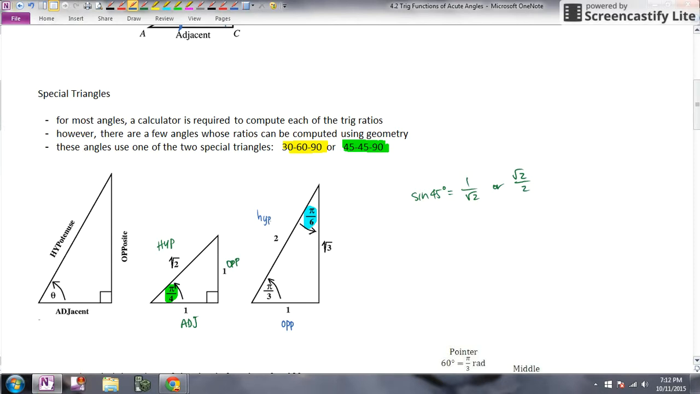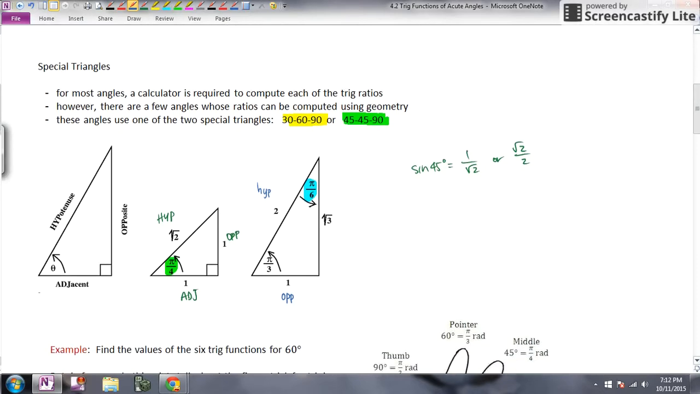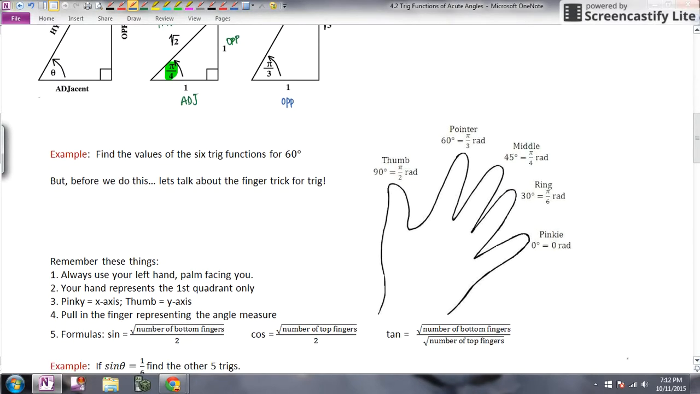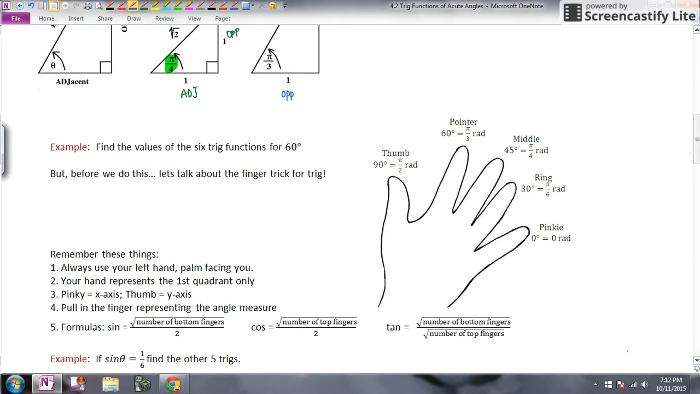So now that we got all that in there, you can always draw those triangles and label their sides, or I have this fancy dancy finger trick that I really like, but you got to be super careful when you use it, and it's kind of fun. So if I wanted you to find the 6 trigs of 60 degrees, you are more than welcome to draw a 60-degree triangle, have the sides memorized, and then just label all 6. That's awesome. But there's also a hand trick.